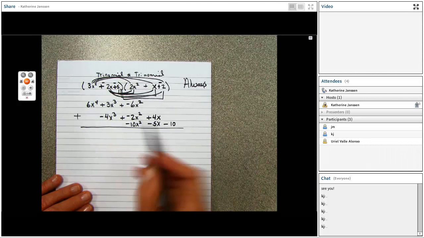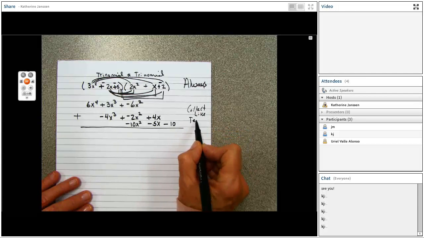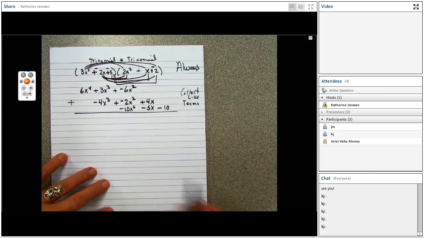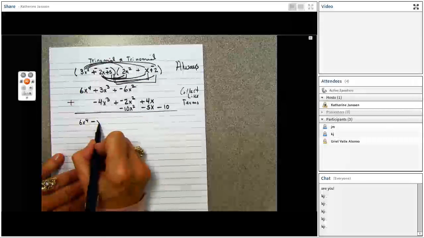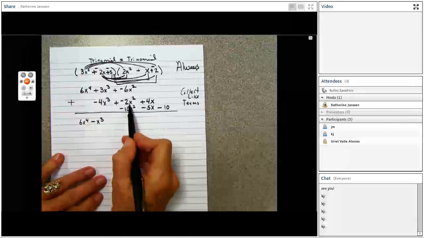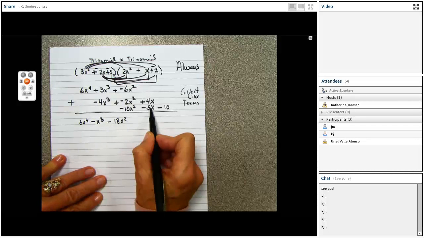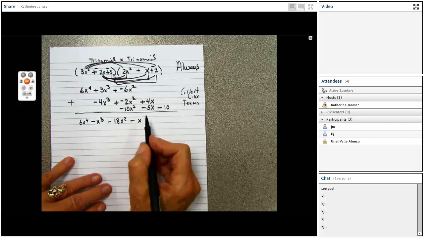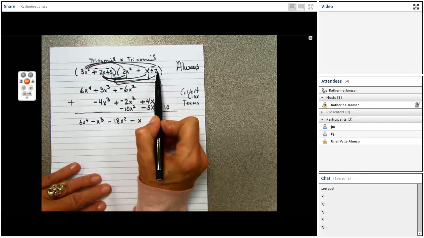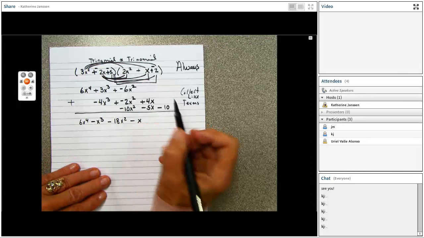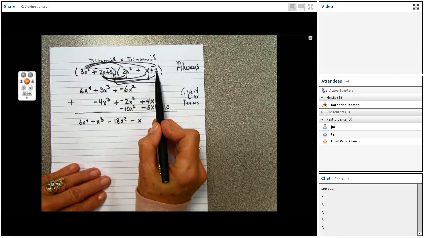And now I can add to collect like terms. Six x to the 4th minus x cubed minus 18x squared minus x. My last term is negative 5 times a negative 2 for a positive 10.